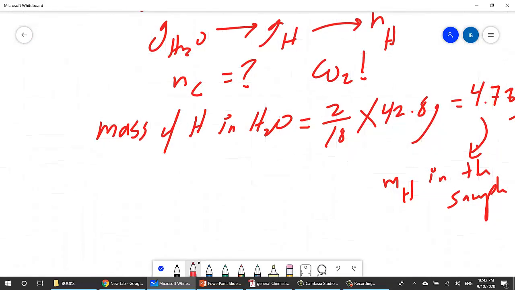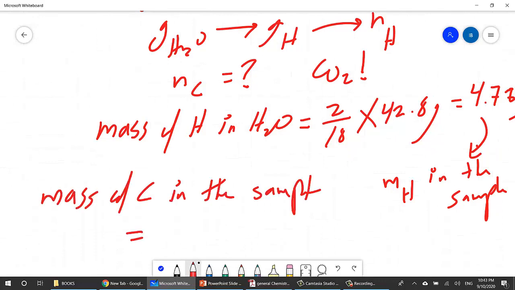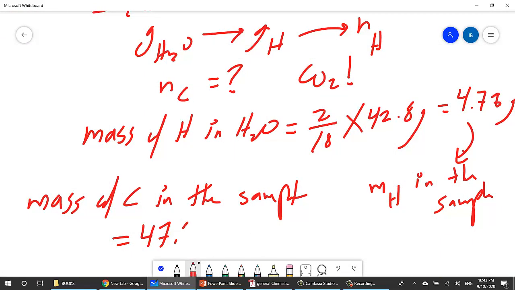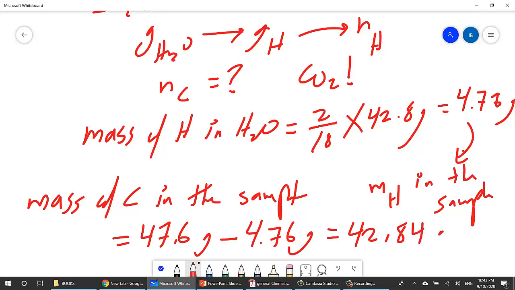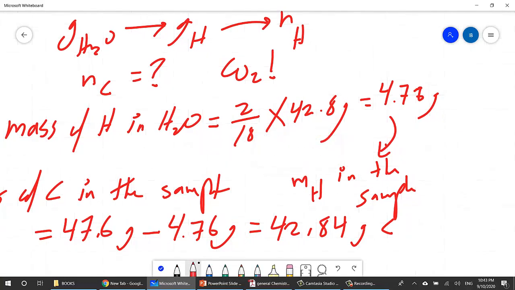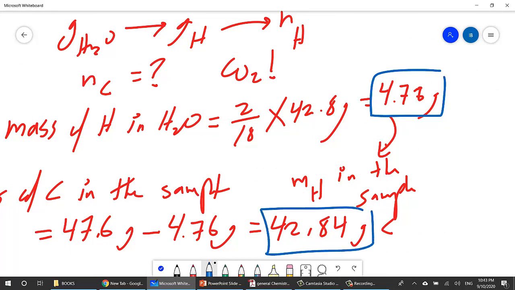So in this case, the mass of carbon is equal to the mass of sample, which is 47.6 grams, minus those 4.76 grams. That will give you 42.84 grams of carbon. That's good. Now we have the mass of hydrogen and the mass of carbon. We can find the empirical formula from these two easily.